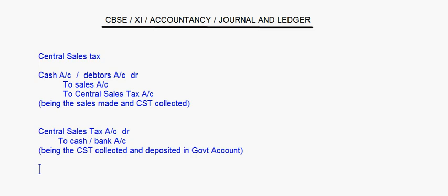When the CST is paid on purchase, that is, the company is purchasing some goods and they are paying the central sales tax, it is debited to the purchases account, right? So it is included as a cost, it is debited to the purchases account. As far as when we make sales is concerned, these are the two journal entries for central sales tax.